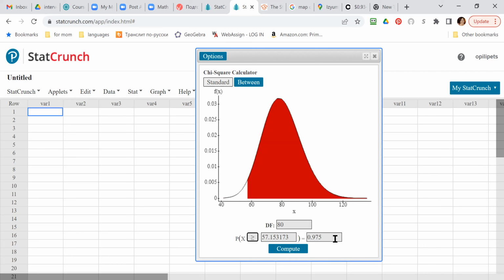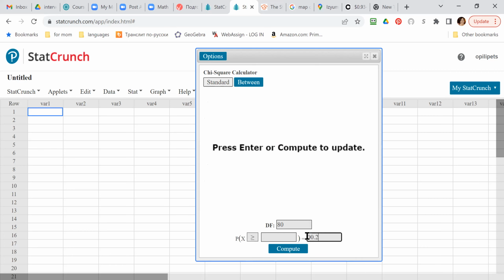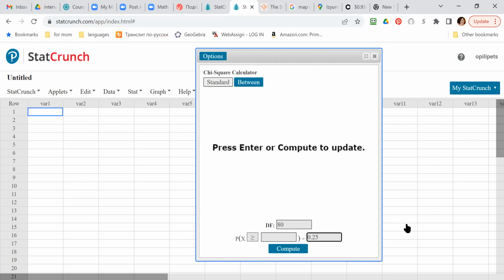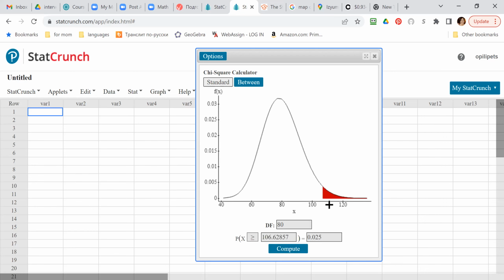What about the value in the right tail? We're going to switch the sign and switch our area back to 0.025. And this is what we got, 106.629. That's if you were asked to find critical values. All right, so those would be our critical values.